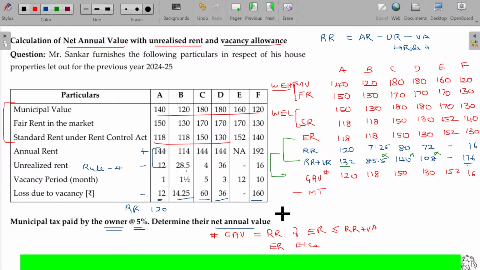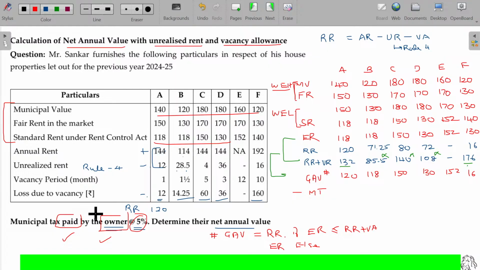From the GAV, I have to subtract the municipal tax. Also, payment must be made by the owner, and it can be subtracted in the same previous year. So it can be subtracted when it is paid and paid by the owner. These two conditions are satisfied, so it can be subtracted. The rate being 5%.